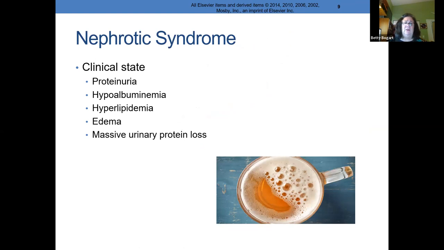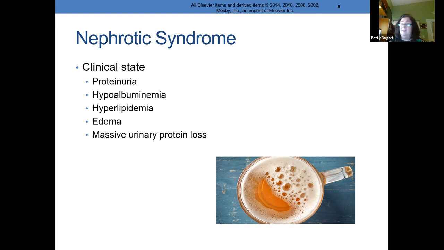Now, nephrotic syndrome is not renal failure. It has nothing to do with renal failure, okay? Nephrotic syndrome has to do with the body's inability to retain protein. It loses protein. Now, when your blood vessels are depleted of the albumin, which is protein, it becomes more of a state where the fluid tends to go interstitially, and then the body becomes swollen and edematous.